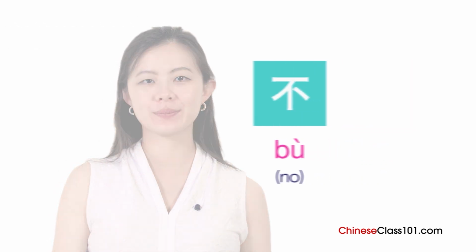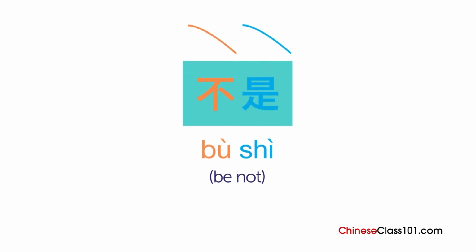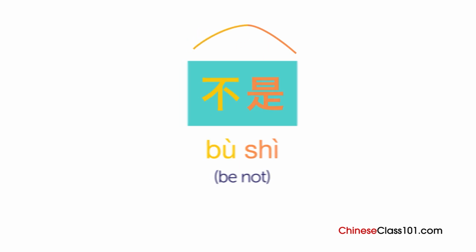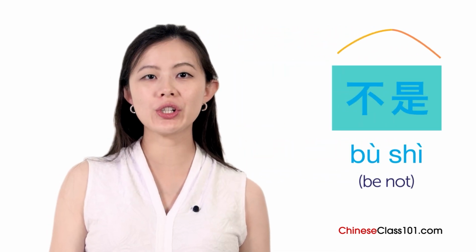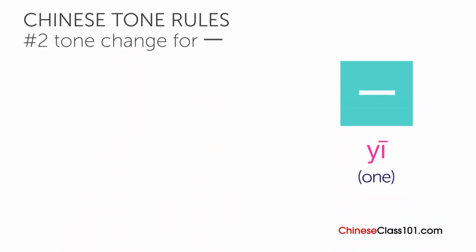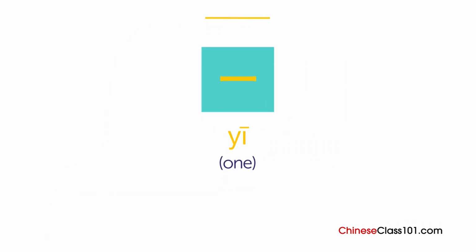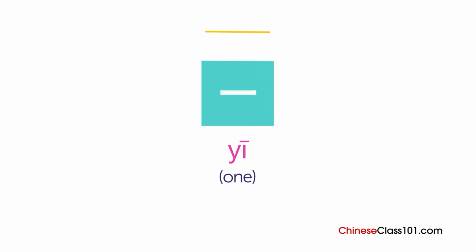不. This character is a falling tone by itself. However, if the next tone is also a falling tone, it will change to a rising tone. 不是, 不会, 不错. 一. This character is a high tone by itself or when it's used as a number.